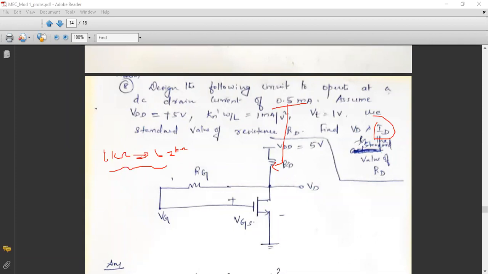You are asked to find a resistance RD and you have to standardize that resistance, and based upon that standard value, we have to calculate the new value of VD and ID. I hope the question is clear for you. Now you can take down the circuit diagram. If any doubts, you can ask me.